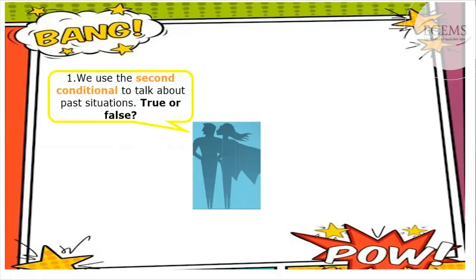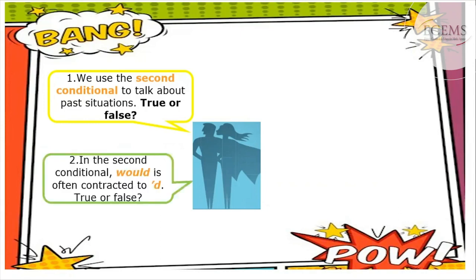True or false? False. We use second conditional for imaginary situations in the present or future. 2. In the second conditional, would is often contracted to apostrophe D. True or false? That is true. The contraction of would is apostrophe D.